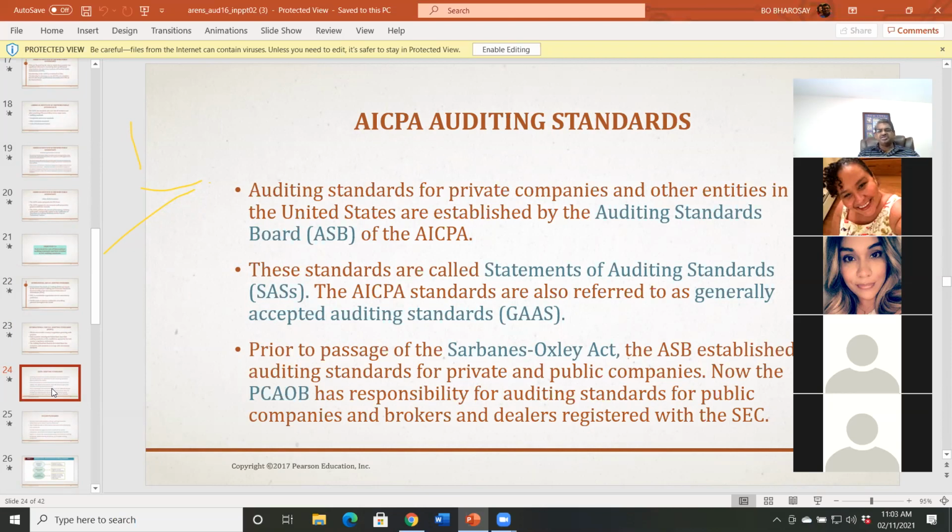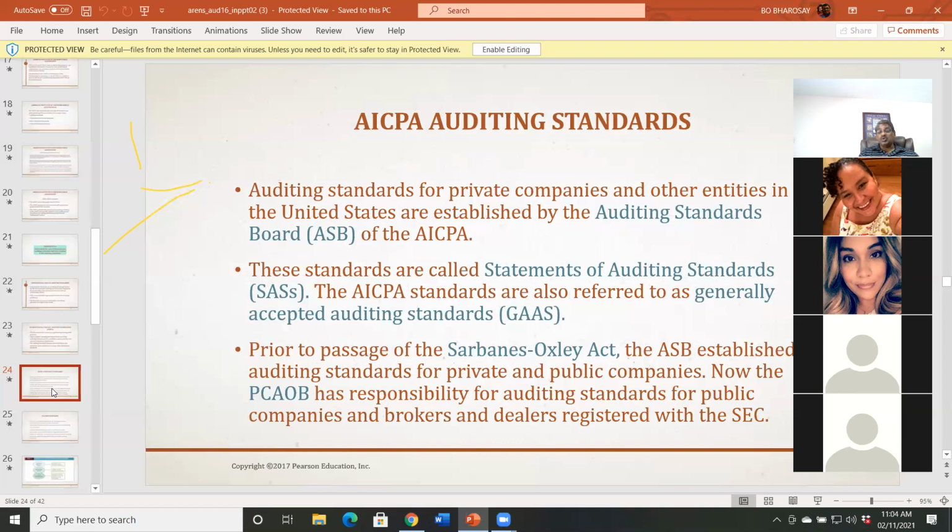The third group of standards is called the standards of reporting. The first says the financial statements must be prepared in accordance with GAAP, Generally Accepted Accounting Principles, which are the rules for preparation of financial statements. The second standard in that category deals with consistency in applying GAAP from one year to the next. The third standard deals with adequate disclosure, and the fourth standard requires the expression of an opinion.